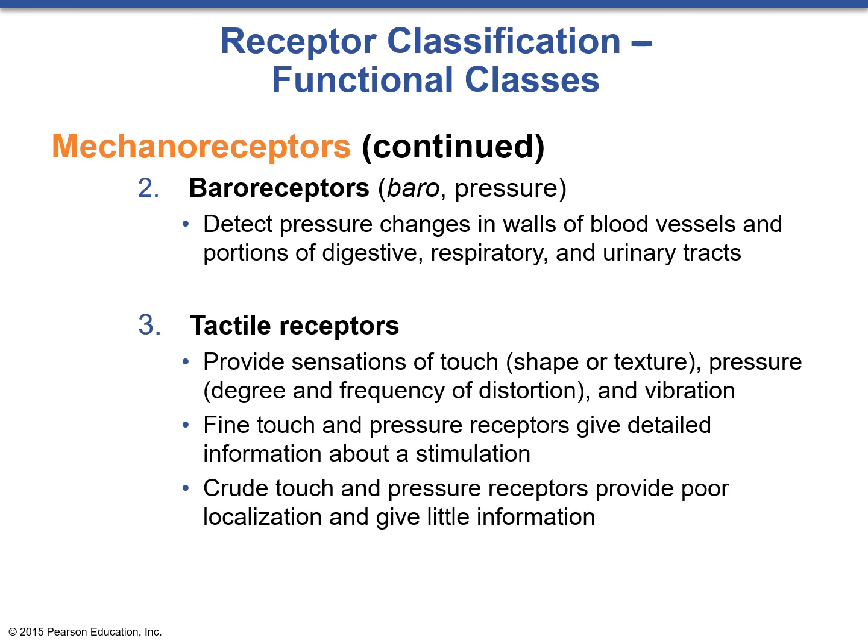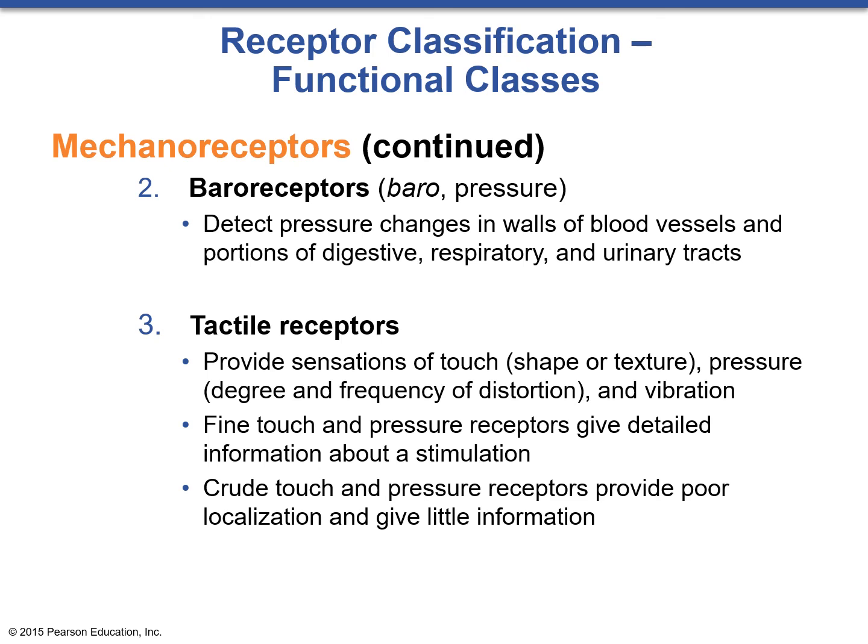Baroreceptors are another type of mechanoreceptor, and baro means pressure. These detect pressure changes in the walls of blood vessels and portions of the digestive, respiratory, and urinary tracts. One of the major baroreceptors that we have is actually found in the carotid artery. It detects the changes in blood pressure throughout your cardiovascular system, and it allows you to make different changes like enlarging the blood vessels, vasodilation, or shrinking the blood vessels down, vasoconstriction, in order to help maintain a homeostatic blood pressure throughout the system.